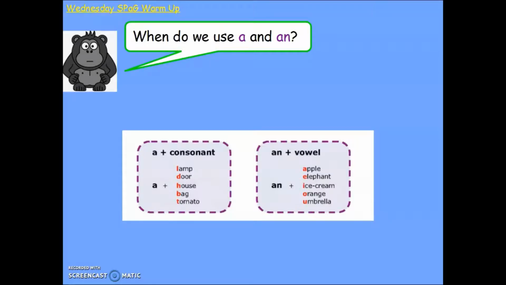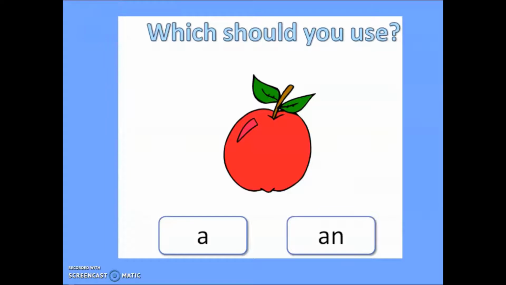Now we've got our head around the rule and seen lots of examples, let's try and solve some together. We have a picture here. Do I need to use a or an for the apple? Hopefully you're all shouting an at the screen, as apple begins with A, which is of course a vowel.